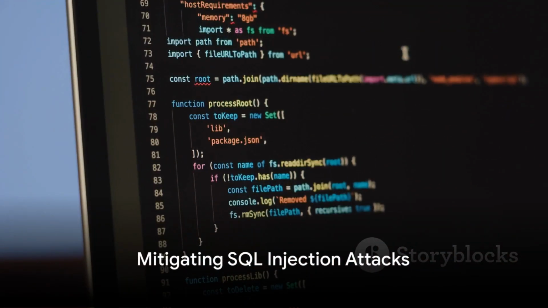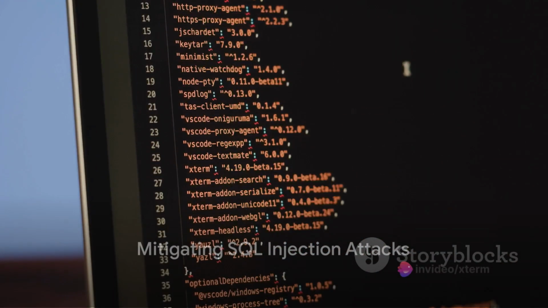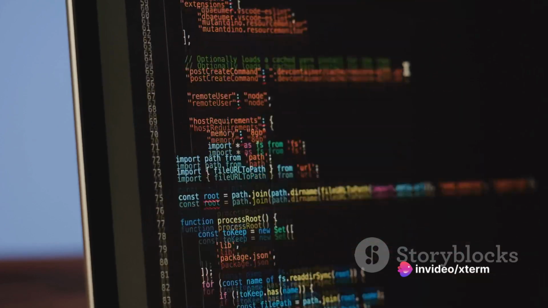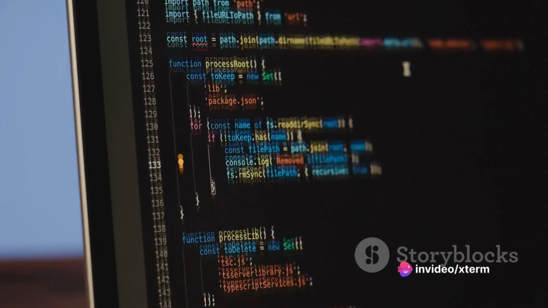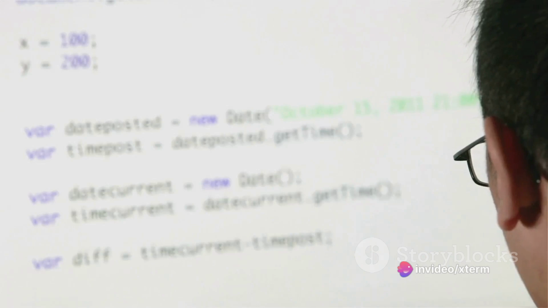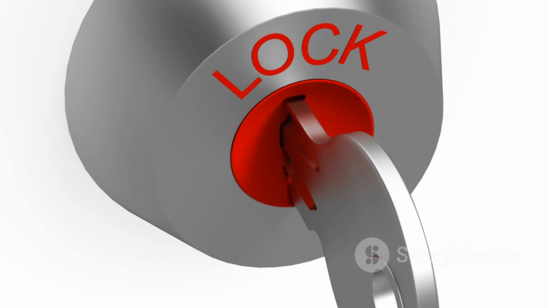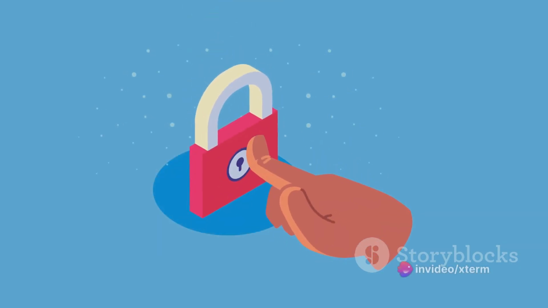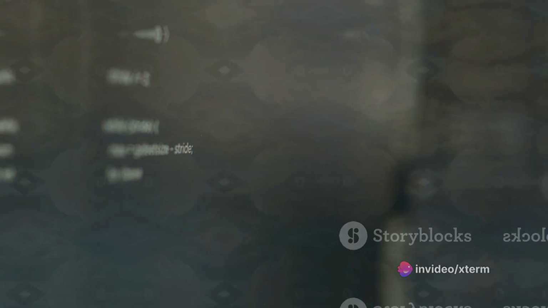Mitigating SQL injection attacks can be done through input sanitation, which involves cleaning up the data input to prevent harmful data from being executed. Parameterized queries can also help by separating the data from the command. The least privilege principle limits the permissions of the application to only what is necessary. Lastly, web application firewalls, WAFs, can help by filtering out harmful data.